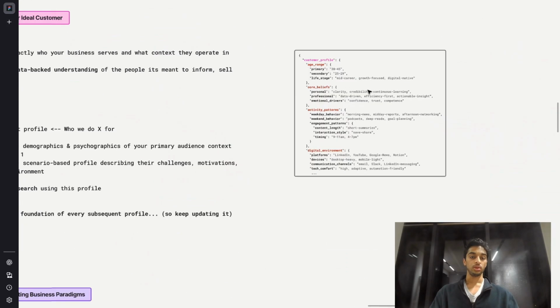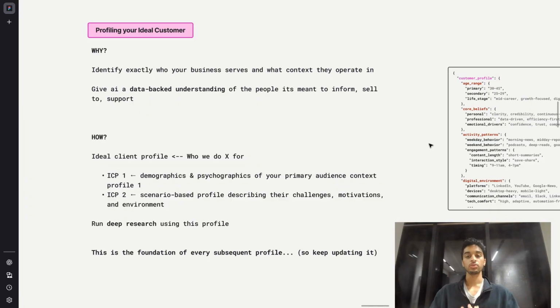Okay, first one is profiling your ideal customers. We want to know exactly who you serve. You may already have a good understanding of this, but it is important to condense that information into a set of keys and values in order to then give the AI some data-backed understanding of who it is writing for, who it is meant to inform, who it is actually selling to or helping you sell to, or also provide support to. So the way you do this is you can have multiple of these, because obviously you may not be serving one kind of customer. There may be different customer segments and different revenue sources based on that. But you want to compile a demographic and psychological overview of your primary audience.